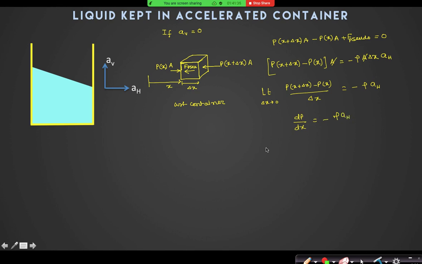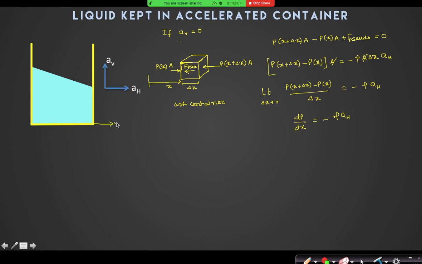Sir, shouldn't we consider the change in height of the liquid column? The change in height of the liquid column is balanced with this horizontal force. If there is a change in height, that is why at the same horizontal level I have got two different pressures. You have already considered it here. Okay, sir.